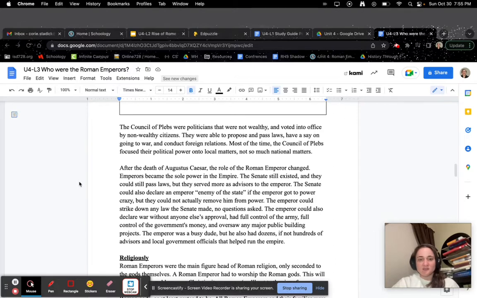The emperor could also declare war without anyone else's approval, had full control of the army, full control of the government's money, and oversaw any major public building projects. The emperor was a busy dude, but he also had dozens, if not hundreds, of advisors and local government officials that helped run the empire.